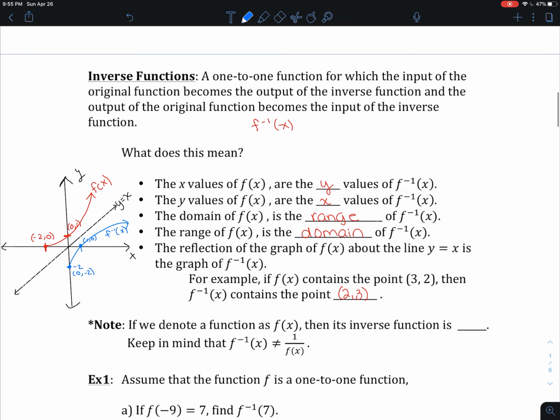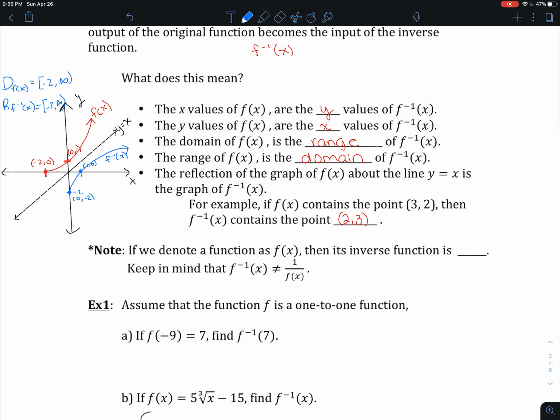As you can see, the domain of f of x is... actually, that would be a good practice. Let's do that. The domain of f of x is equal to -2 to infinity. And the range of f inverse of x is also -2 to infinity. Then it flips: the range of f of x will now become the domain of f inverse of x.